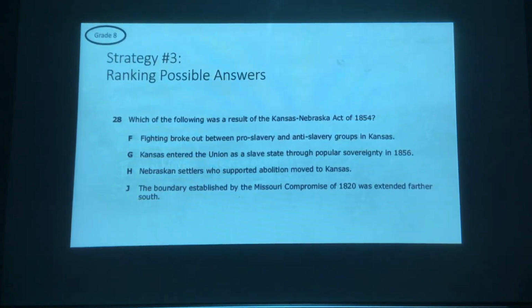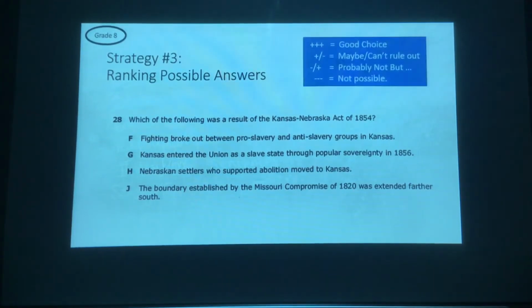All right, our next strategy is ranking possible answers. So you look at the question stem, which of the following was the result of the Kansas-Nebraska Act of 1854, and you're going to create a ranking system, however you want it to be. Pluses could be a good choice. Plus or minus means, I can't rule it out, it might work. Minus and plus, probably not, but maybe. And all negatives, not a possible answer choice.